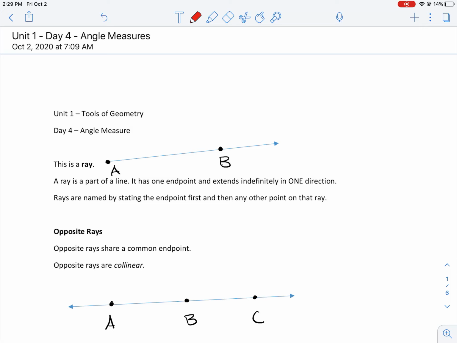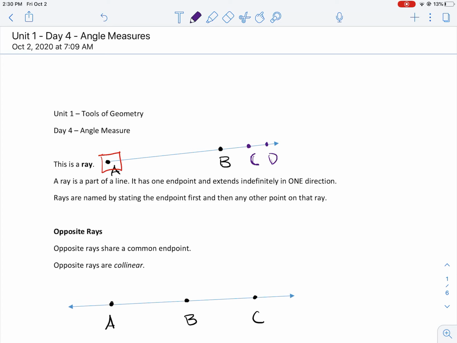So, first thing it says, this is a ray. What is a ray? A ray is part of a line. It has one endpoint and extends indefinitely in one direction. Rays are named by stating the endpoint first, in this case which is A, and then any other point on that ray. So you can still have other points on here, right? So we'll call this one C, call this one D, okay?